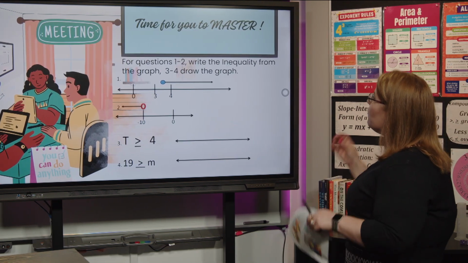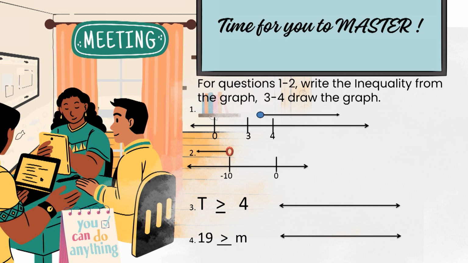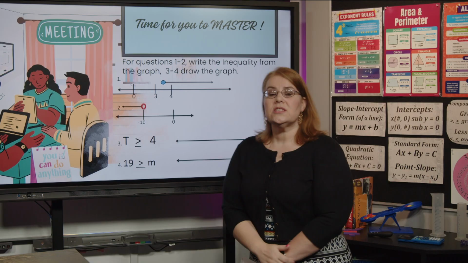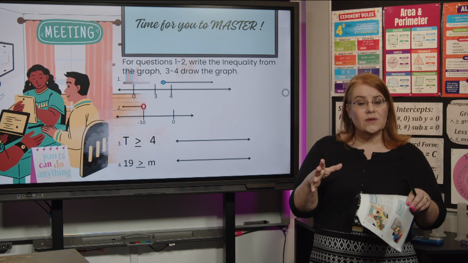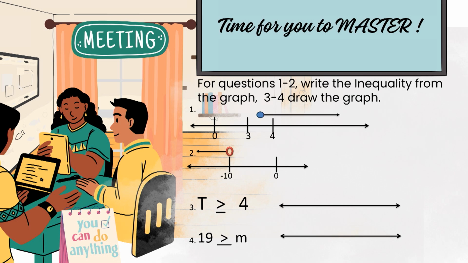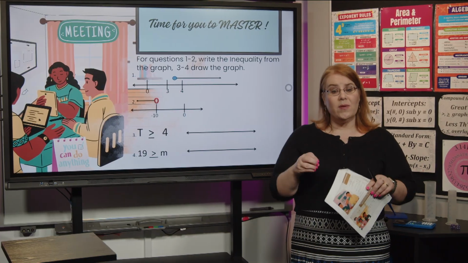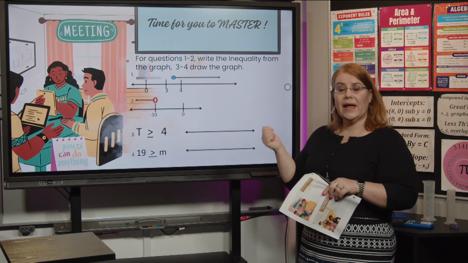Okay, so now it's time for you to show some mastery. For questions 1 through 2, write the inequality from the graph. 3 through 4, draw the graph. So I want you or you and your table partner to do 1 through 4. Once you get done, come back to me and we'll compare. Okay, so I'm going to work on the board. You compare what you or you and your table partner did to what I do up here, and let's see what we got.